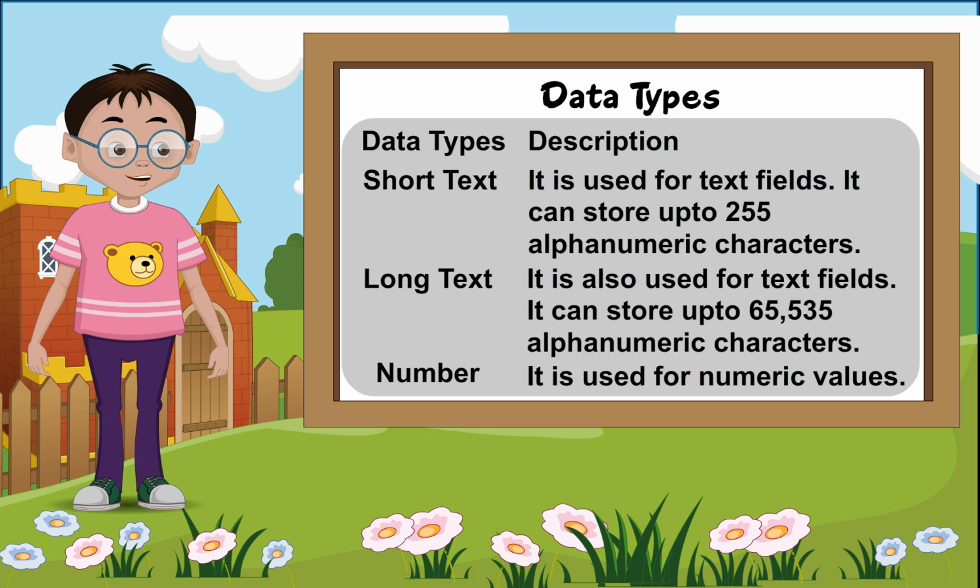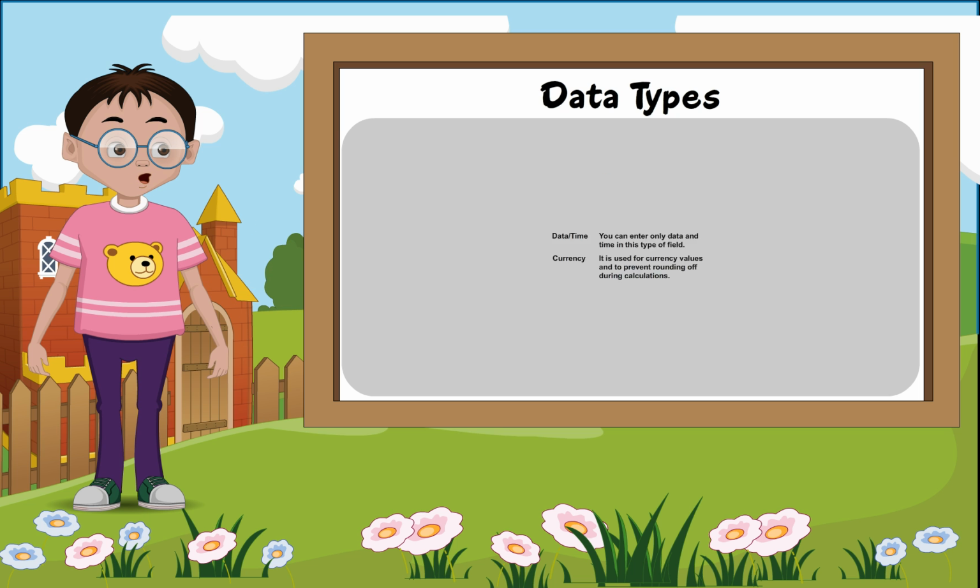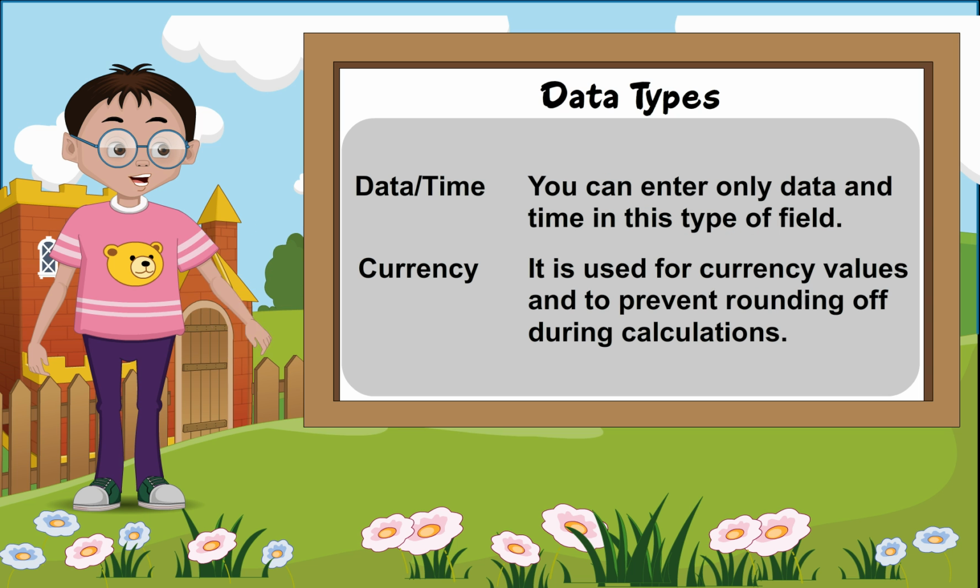The various data types of Access 2007 are as follows. Data types and description. Short text. It is used for text fields. It can store up to 255 alphanumeric characters. Long text. It is also used for text fields. It can store up to 65,535 alphanumeric characters. Number. It is used for numeric values. Date or time. You can enter only date and time in this type of field. Currency. It is used for currency values and to prevent rounding off during calculation.